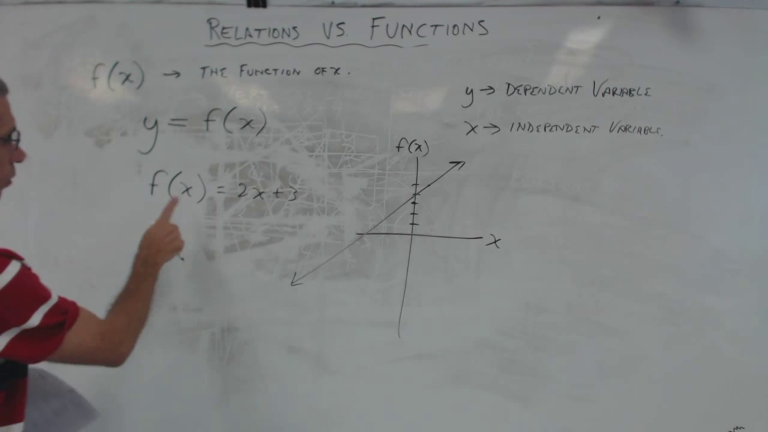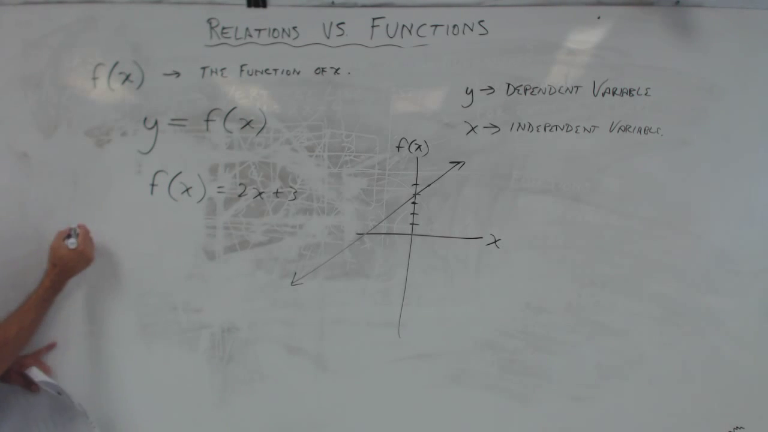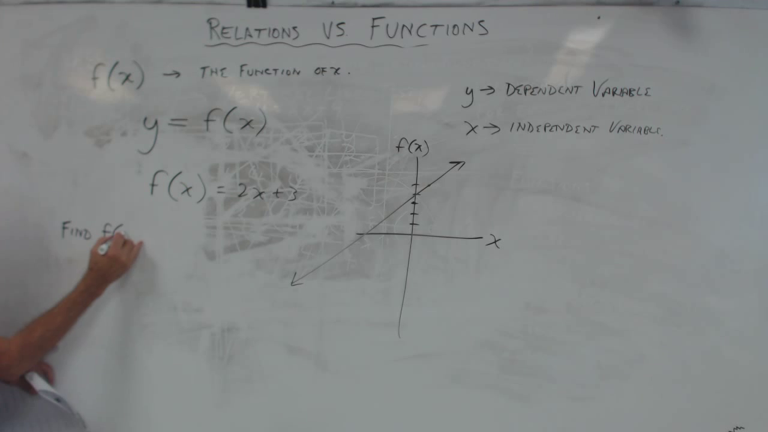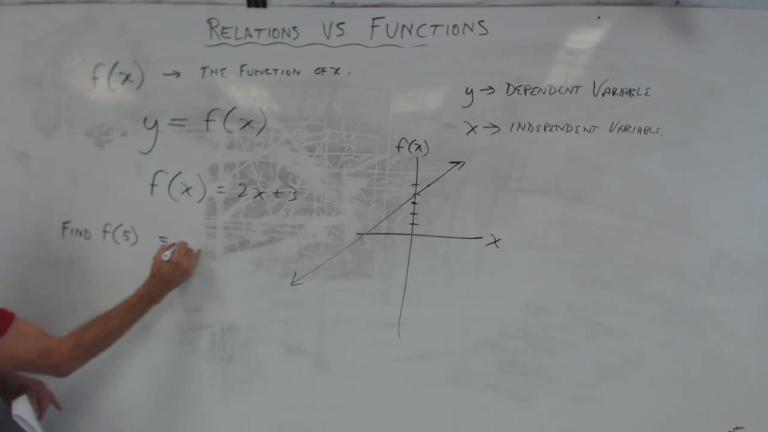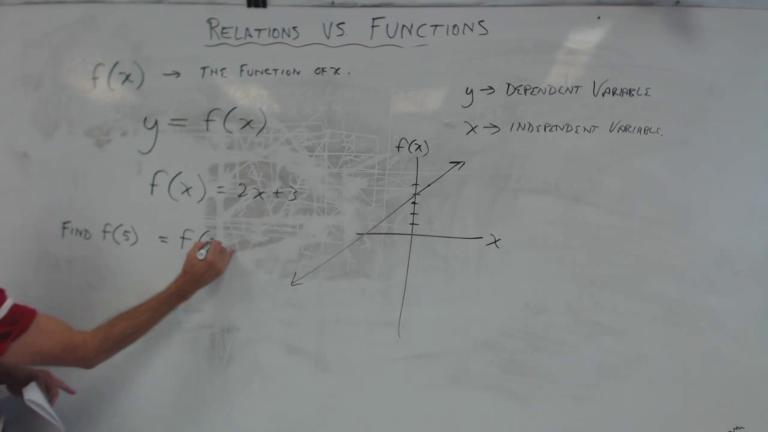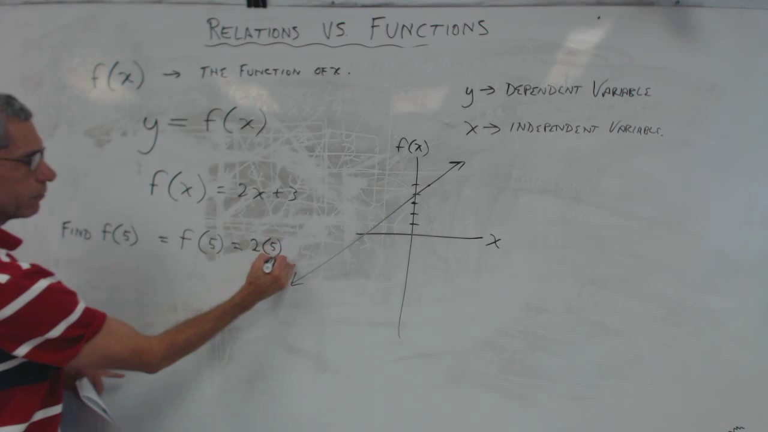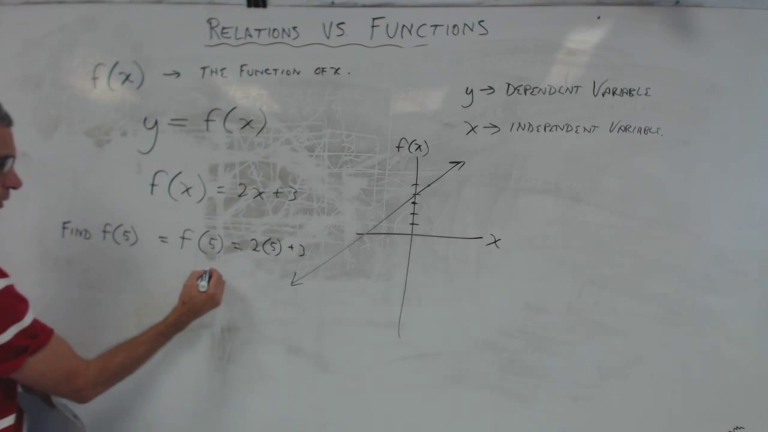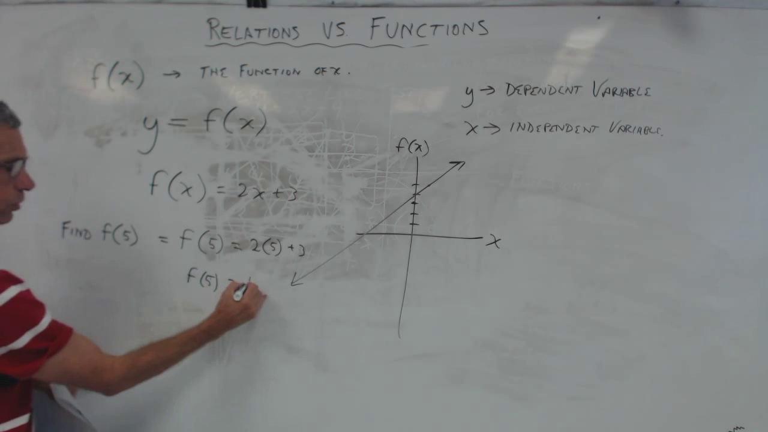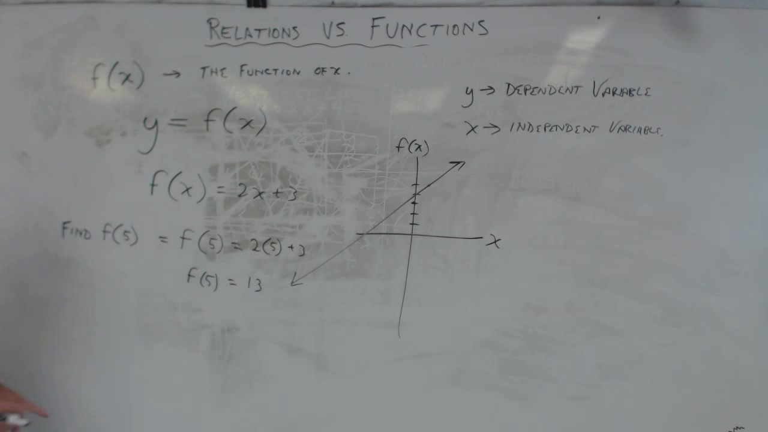But one of the benefits of this is if I have this, I could say find f of 5. So what would I do? X is 5. So f of 5 is equal to 2 times 5 plus 3. So 10 plus 3 is 13. So f of 5 is equal to 13. Did I do that right? F of 5 is equal to 13.